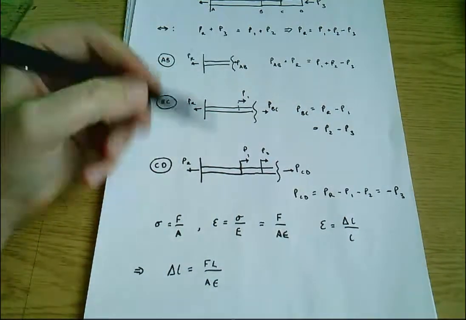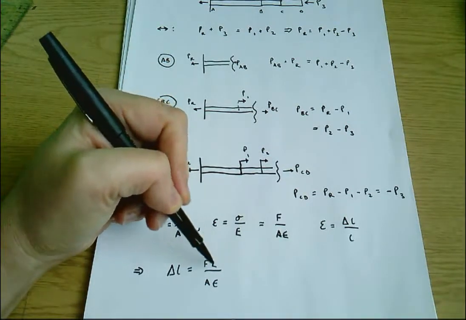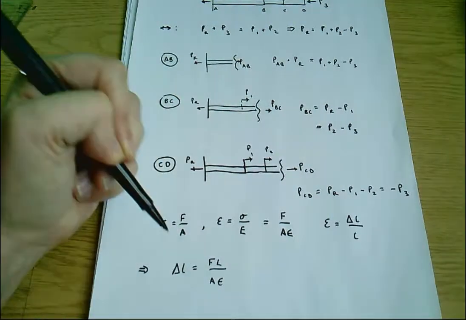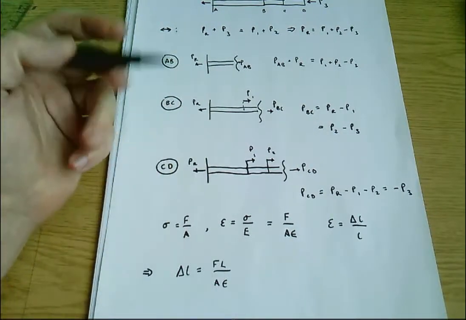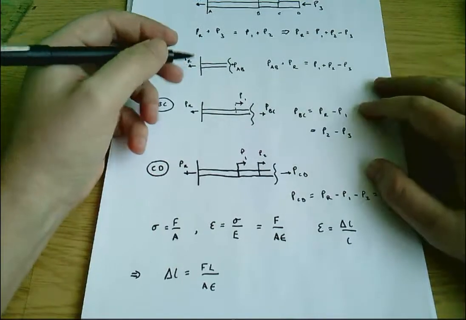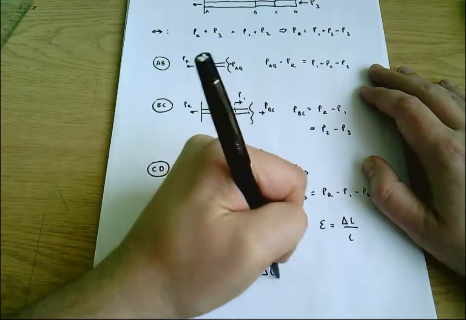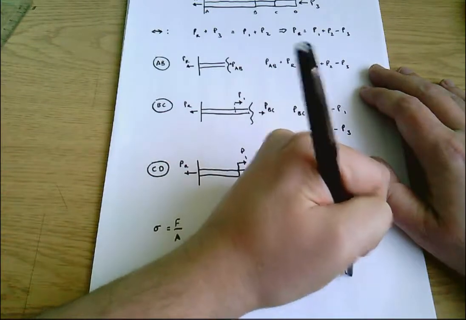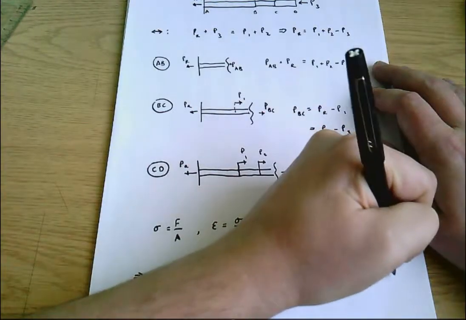At this stage, I might just do a check. Does this make sense? If the force goes up, then the extension goes up. That makes sense. If it's longer in the first place, then it extends more. That makes sense. If the area goes up, it's harder to make it extend, so it extends less. And if the Young's modulus goes up, it's stiffer, so it extends less. All of those things look to me like they're in the right place. So then we can say delta L total is delta L AB plus delta L BC plus delta L CD.